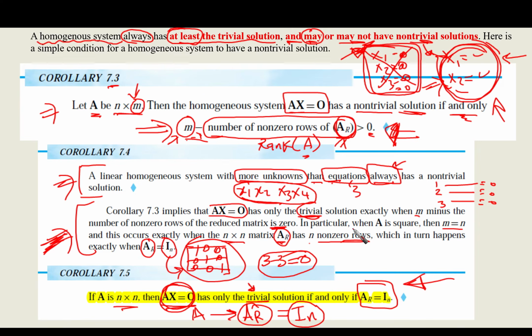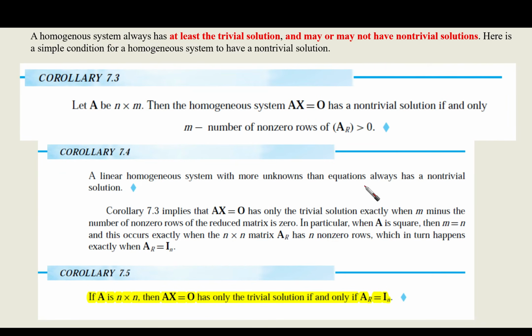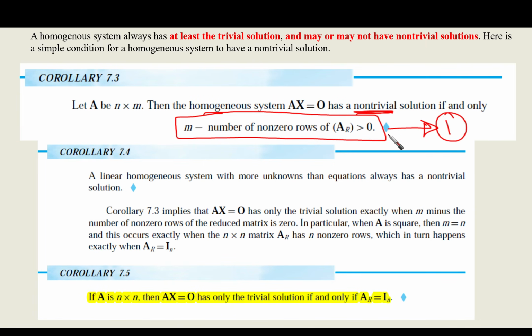Okay, so what is the outcome of here? We said that, so we can put it in a very simple form. I want to clean everything here. So the very important thing is a non-trivial solution exists if this condition applies: m minus the number of non-zero rows, or m minus the rank of A, larger than 0. So this is the most important thing. This means a non-trivial solution is there.